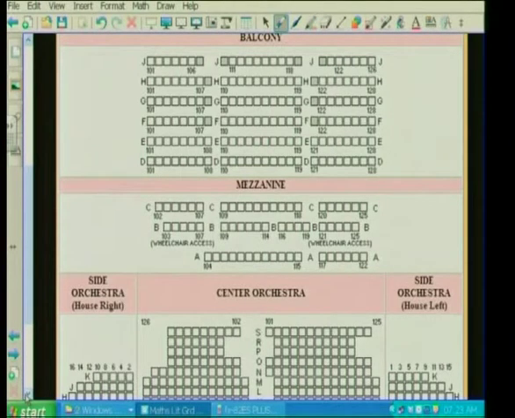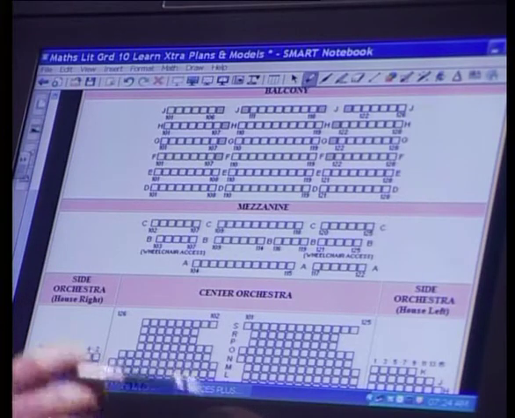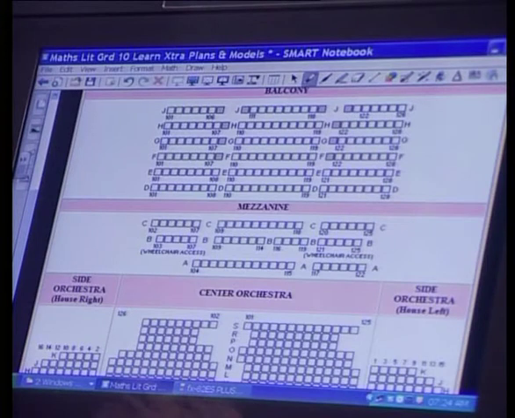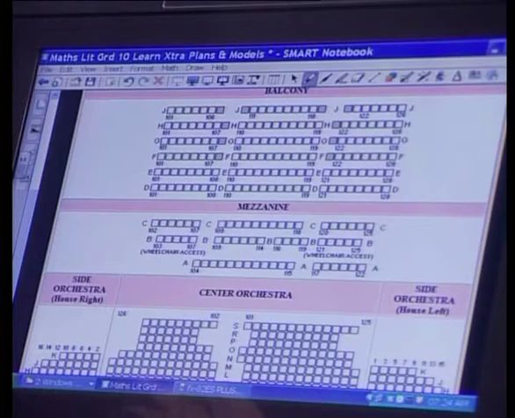Right at the very top, we have the word balcony, and then in the middle here, we have the word mezzanine, and then we have center orchestra, and on the left-hand side here, it says side orchestra, house right, and then on the right-hand side of our screen, it says side orchestra, house left. Also, on this diagram or this plan, you can see there are some squares which have different letters for the different rows. For example, over around here, you have the letter D and then E going all the way up to J. In the mezzanine, you have the letters A, B, and C. And then there are some numbers from 101 to 106, 111, 118, running across the rows right up to 126.